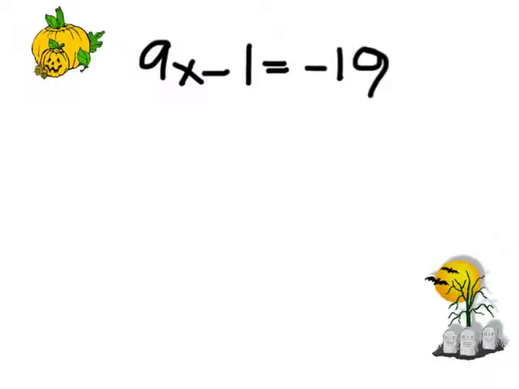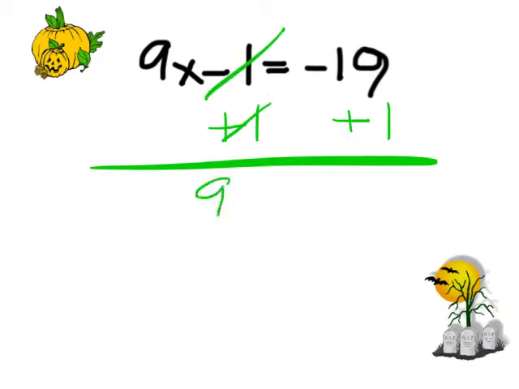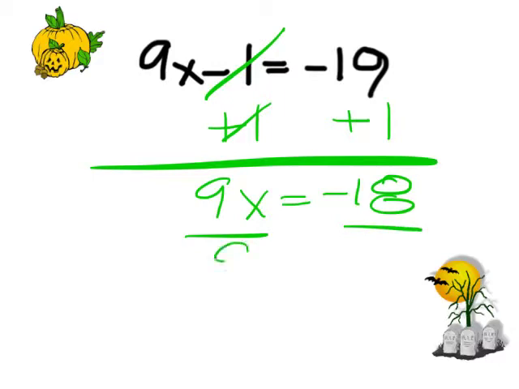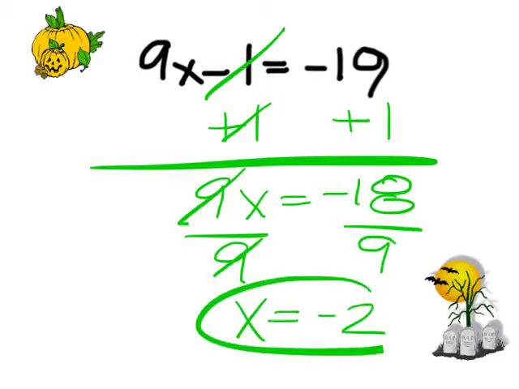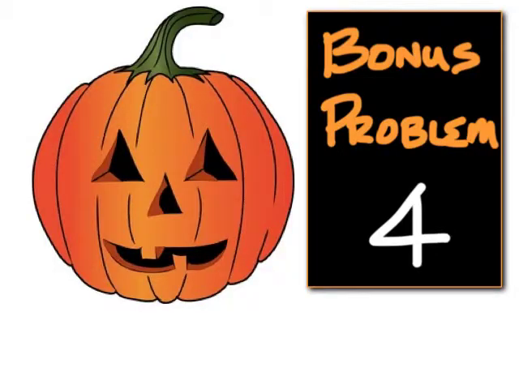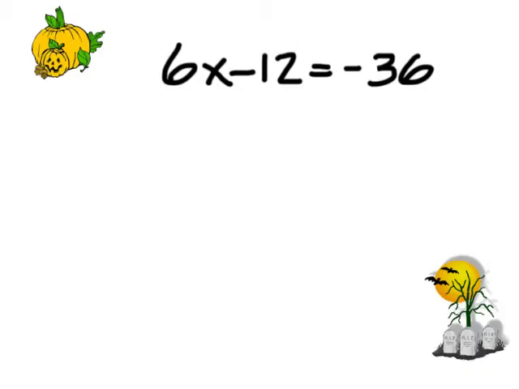Practice problem number 4. On the practice, add 1 to both sides. These cancel out. You have a negative 18 on the right. Divide both sides by 9. Answer is negative 2.